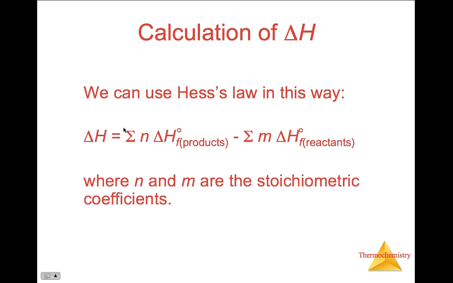We can say that the summation of the enthalpies of formation of the products minus the summation of the enthalpies of formation of reactants is equal to the overall enthalpy of the reaction, where n and m are both the stoichiometric coefficients from the balanced chemical equation.